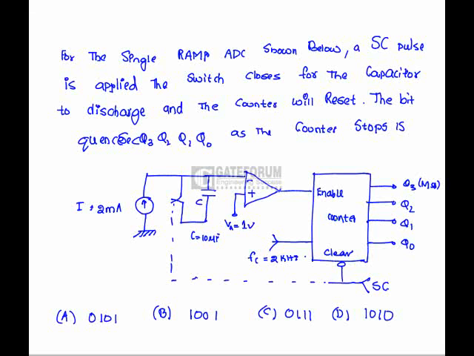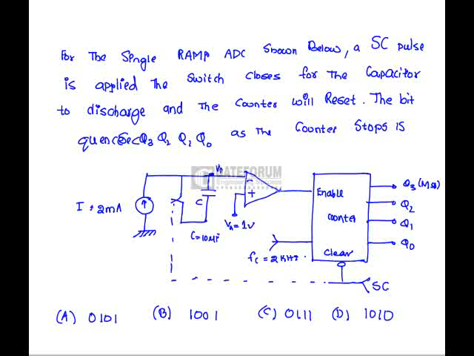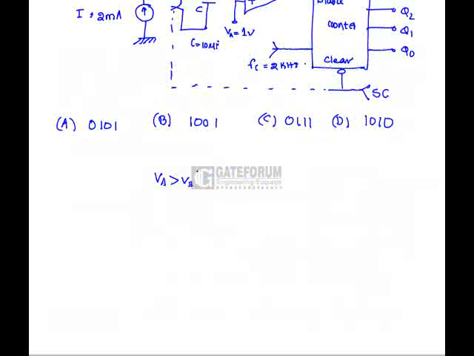For the single ramp ADC shown below, the start conversion pulse is applied. The switch closes for the capacitor to discharge and the counter will reset. The bit sequence Q3, Q2, Q1, Q0 is read as the counter stops. Here, suppose I am indicating this node potential as VB. As long as VA is greater than VB, the counter counts. When VA is less than or equal to VB, the counter stops counting.